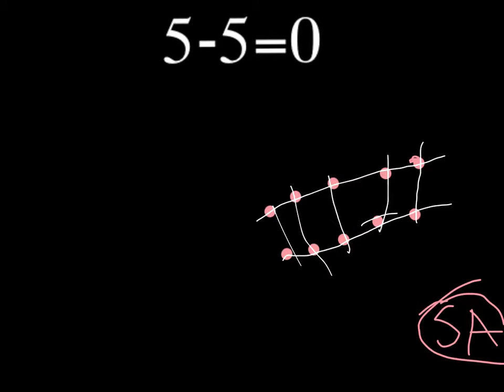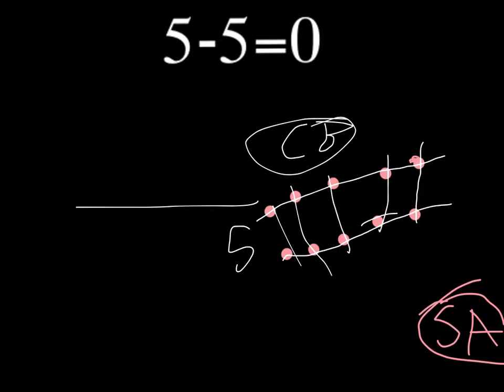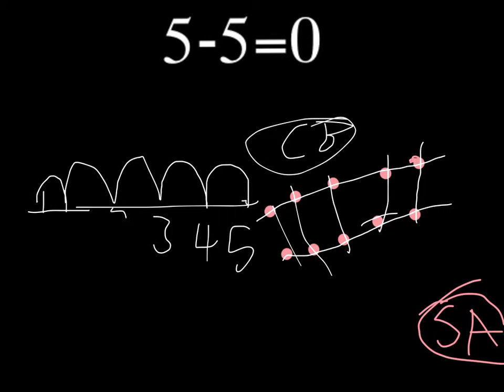Now this is how you do it on the number line. You have to use the count back if you want this to work, but you see, basically you've got 5 and you count back 5. So 5, 4, 3, 2, 1, 0.